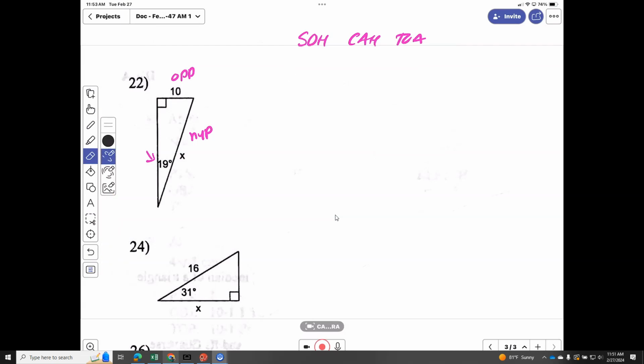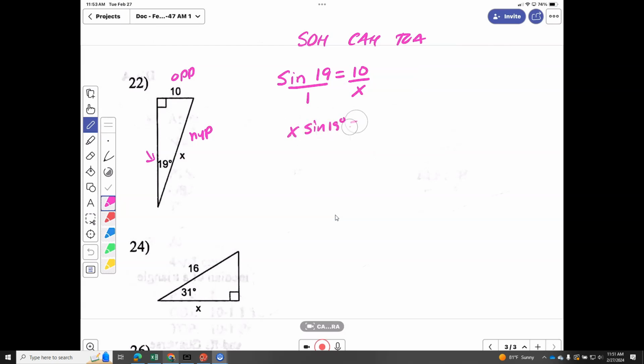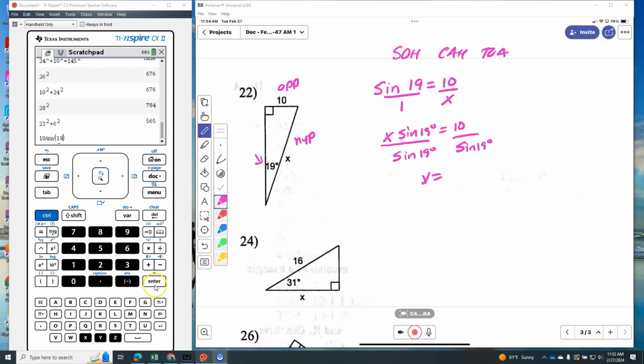So you write down sine of 19 is equal to 10 over the hypotenuse. Make this over 1. Go ahead and multiply. So we have x times the sine of 19 degrees is equal to 10. And then to isolate the x, you're going to divide by sine of 19. So I went ahead and put it in the calculator. So x is going to be 30.7.